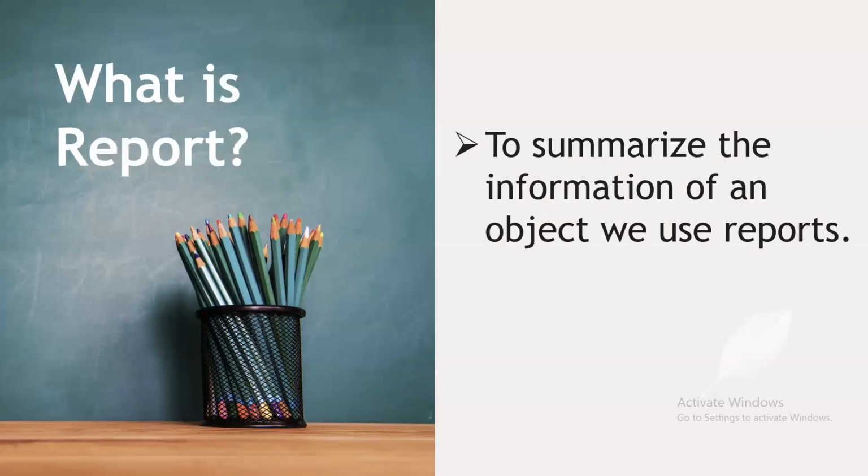So what is a report? To summarize the information of an object, we use reports. We are going to display some of the records. Here, records are nothing but data, right? In the object, we have a couple of records that we create. It's nothing but data. So a report is used to summarize the information of any object.